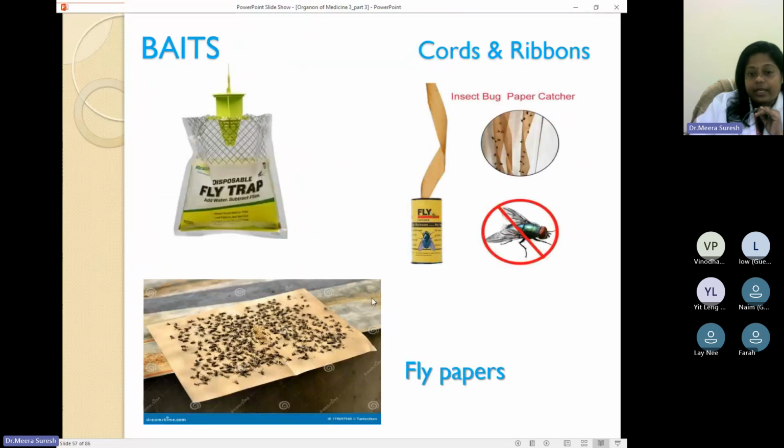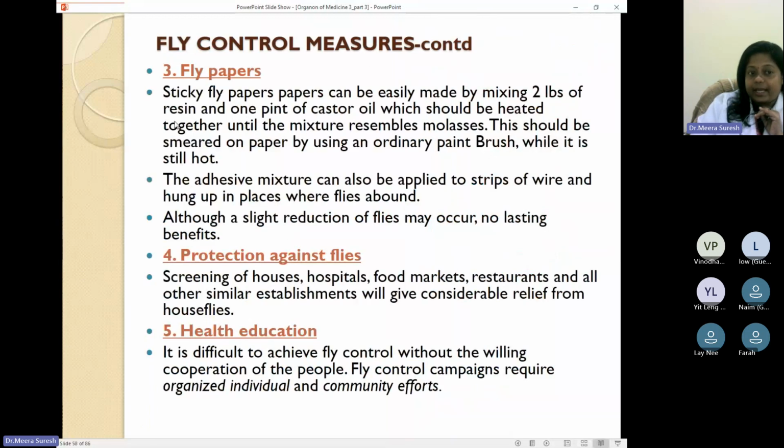So, something that is organically made, unlike the beads, the cords and ribbons, everything that is chemical. So in case of some environmentally friendly houses that really don't want to use any insecticides, then we can go for the fly papers in which we are using castor oil and resin. And then when it becomes thick like molasses while heated, just smear it on those fly papers and leave it like that. But it doesn't have any lasting benefit.